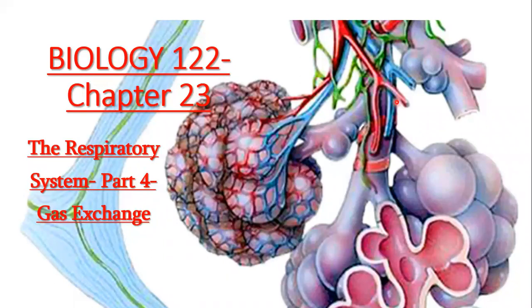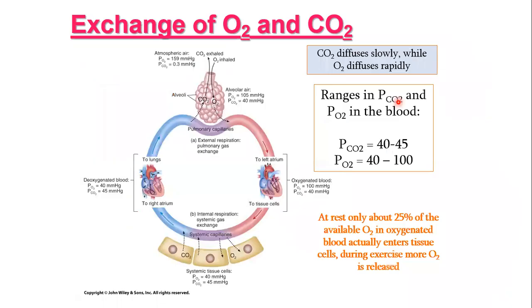This is part 4 of chapter 23, the respiratory system. We'll learn about gas exchange. Carbon dioxide diffuses more slowly than oxygen. And we always have a certain normal range for the partial pressure of oxygen and carbon dioxide in blood. For oxygen, the partial pressure is between 40 and 100, and for carbon dioxide it is 40 to 45.